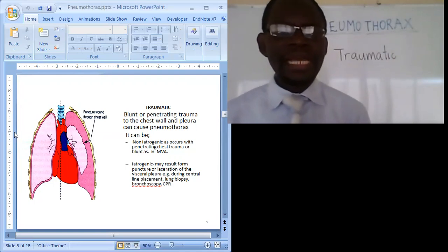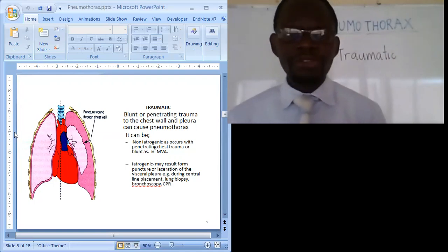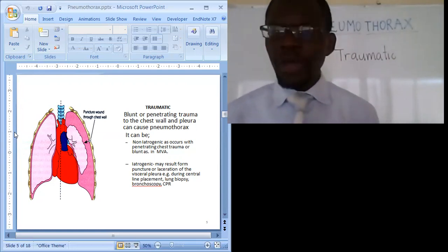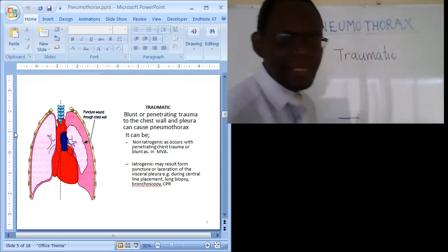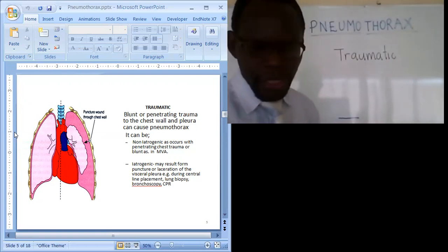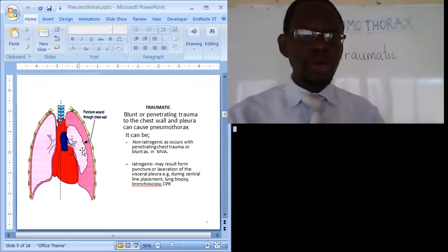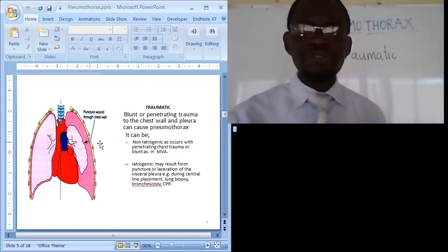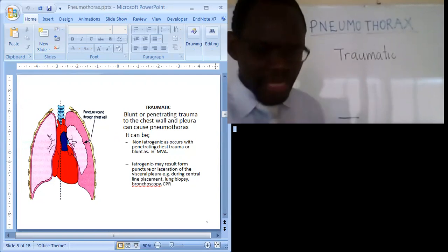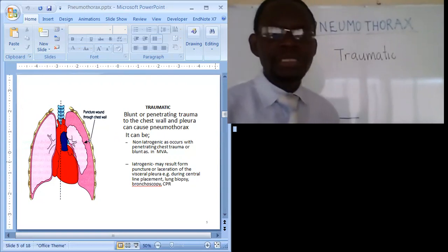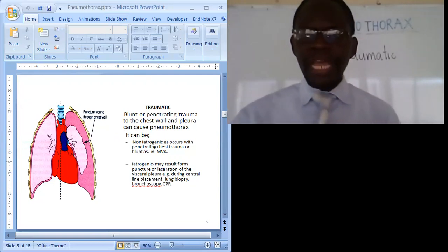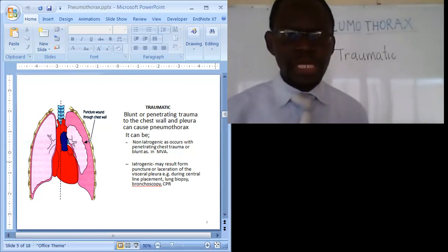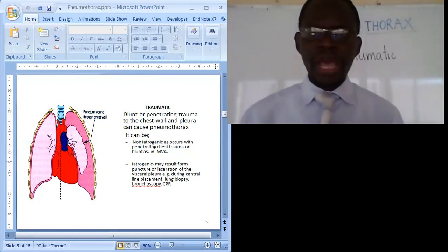So it's either blunt or penetrating trauma to the chest wall, yeah, and that can cause pneumothorax, yeah. Like, as you can see in the diagram, you have the chest wall, and you have a penetrating wound on the chest, yeah, and as a result, air basically enters, yeah, air enters because that region is a low pressure area, yeah.